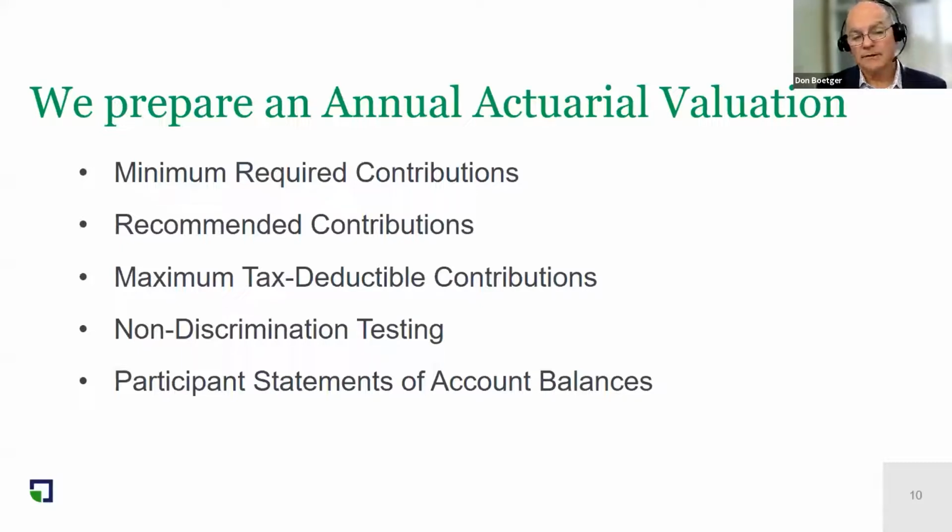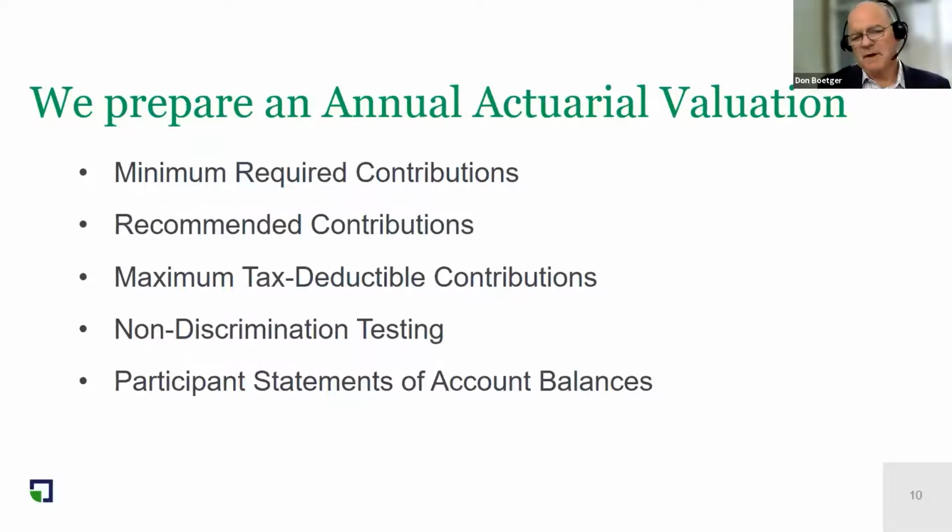Then lastly, you're going to see a maximum tax deductible contribution. And that is, some years you might have a banner year. You might want to pre-fund as much as possible next year or the following year's contributions. You can do that with cash balance plans. So they do have an element of flexibility as long as you're making the minimum required contribution. And we go through all that non-discrimination testing David talked about to make sure that everything is working and in balance. And lastly, we produce a participant statement of account balance.